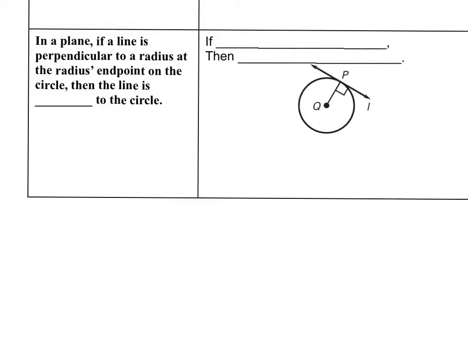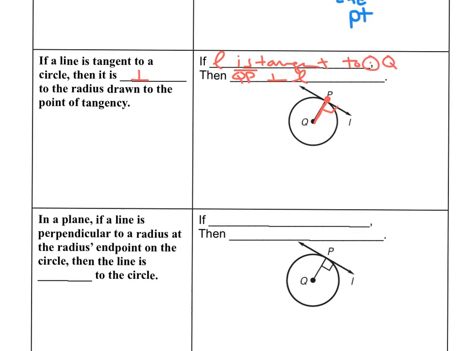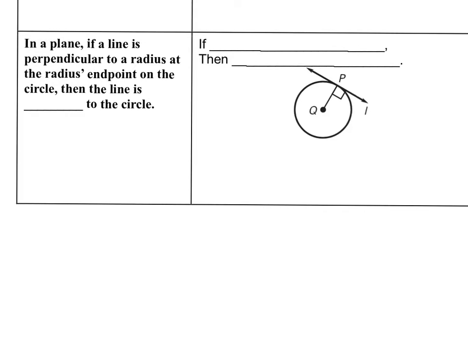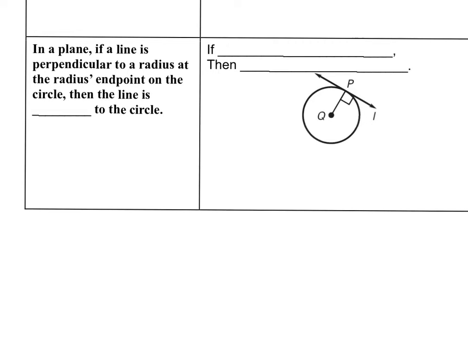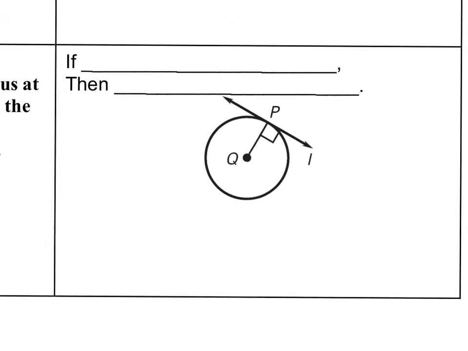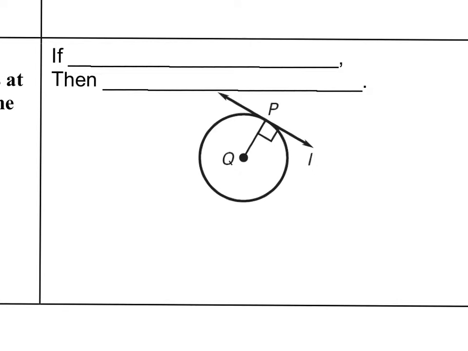And our last theorem for today is the converse of the first part. So remember, the first part said that if a line is tangent to a circle, then it is perpendicular, and then converse, that is the changing of the order. So now it's saying if a line is perpendicular, then it is tangent to the circle. So in this here, it says if it is 90 degrees, if QP is perpendicular to L, then L is tangent to circle Q.